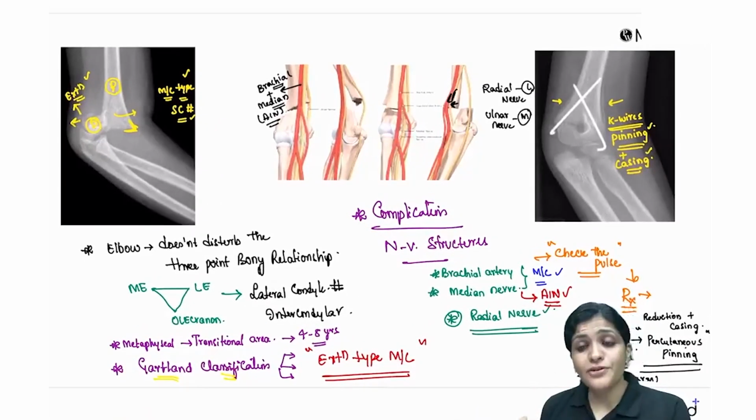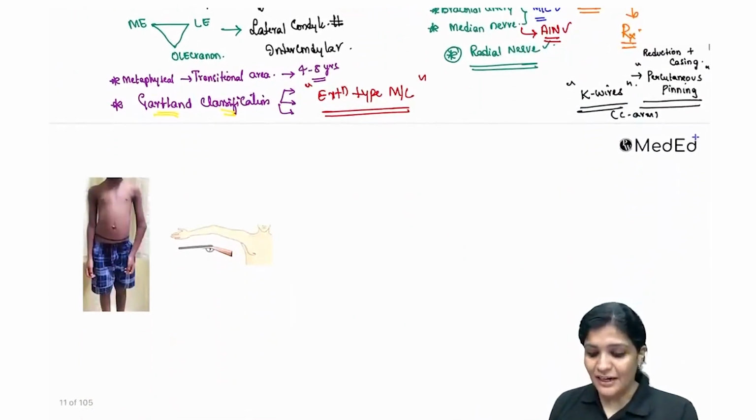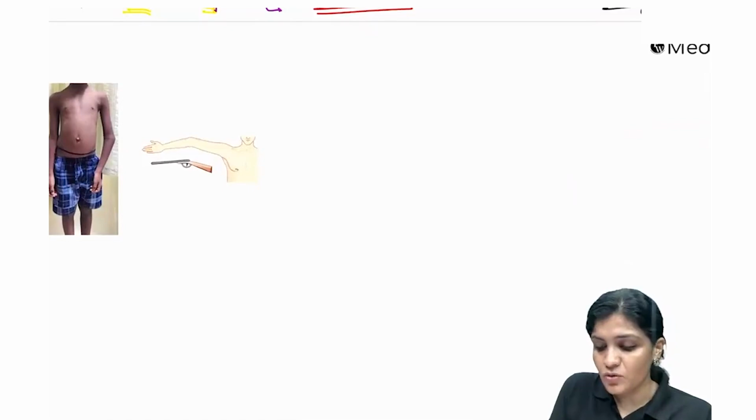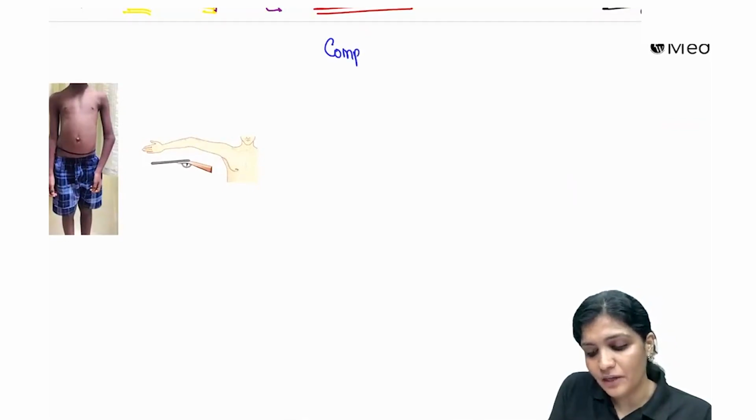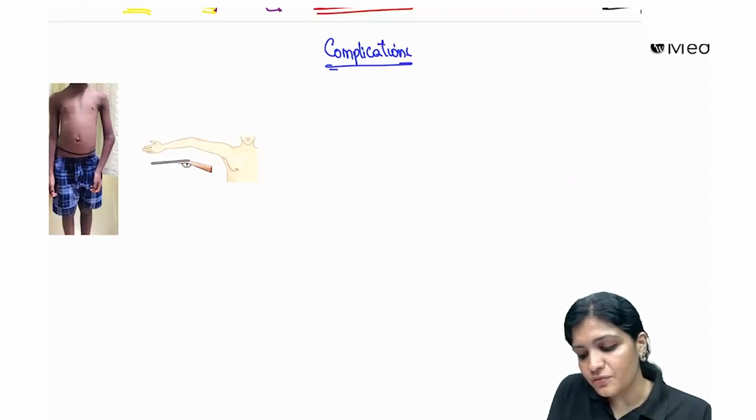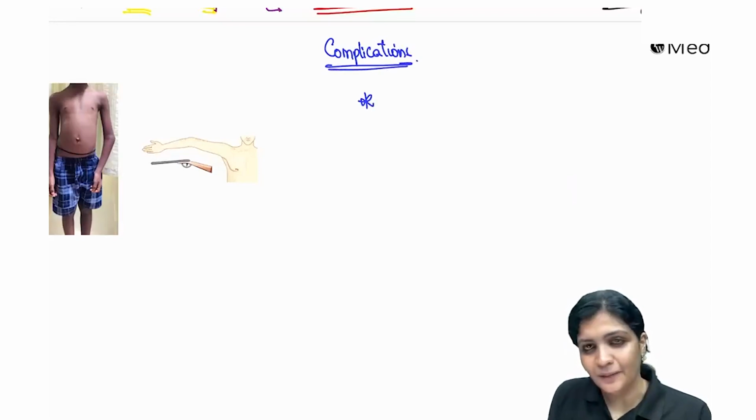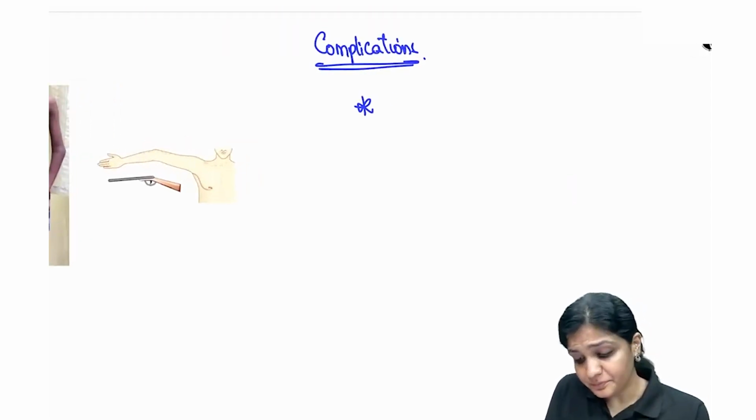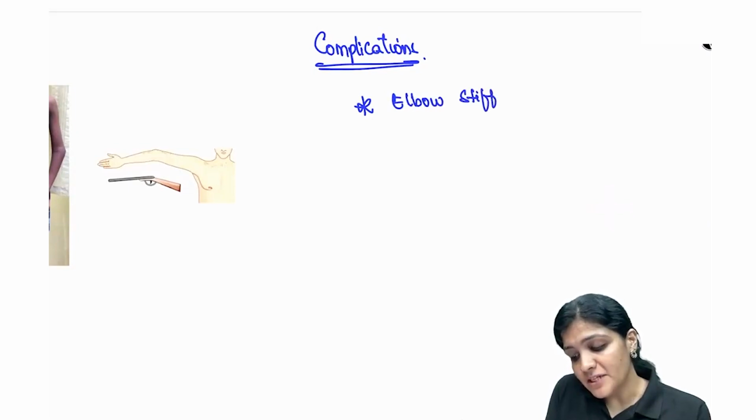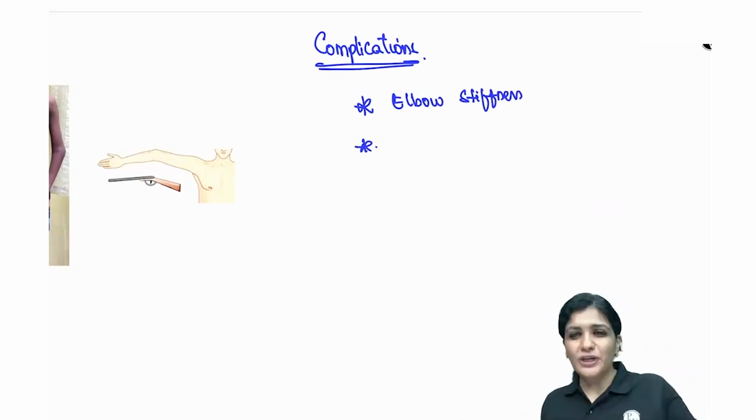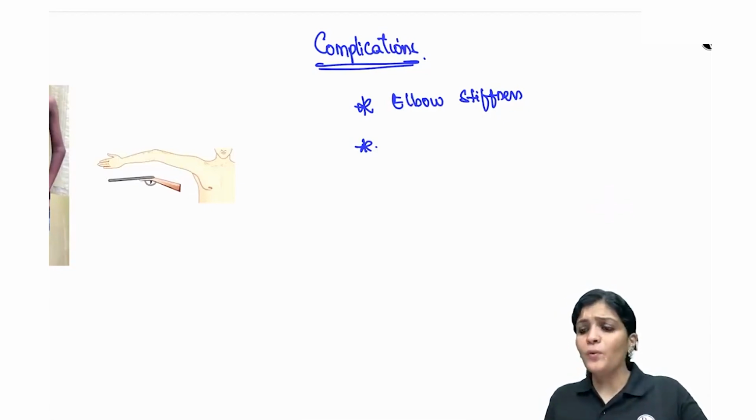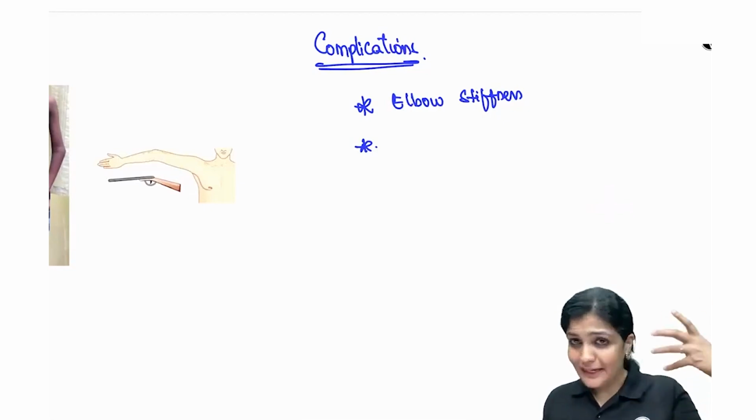Instead of taking so much care, it can seriously result in complications. So what are those complications which you have to learn? Very important for the supracondylar fracture humerus. So the first complication which we see is mainly the elbow stiffness. Whenever we present them with the casting, they usually present with elbow stiffness, which over a period of time heals by physiotherapy.